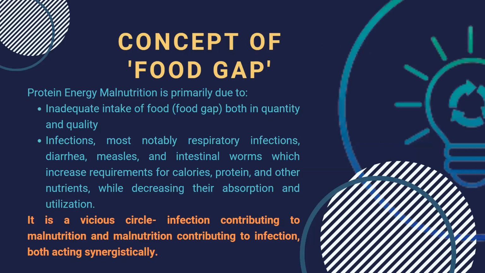Concept of food gap. Protein energy malnutrition is primarily due to inadequate intake of food, the food gap, both in quantity and quality. Infections, most notably respiratory infections, diarrhea, measles, and intestinal worms, increase requirements for calories, protein, and other nutrients while decreasing their absorption and utilization. It is a vicious circle, infection contributing to malnutrition and malnutrition contributing to infection, both acting synergistically.